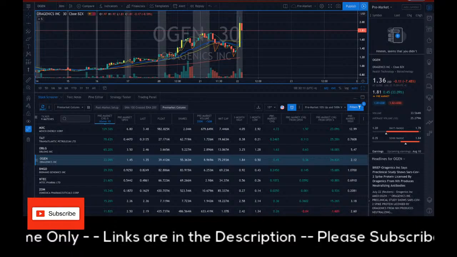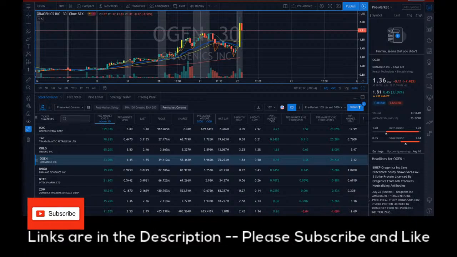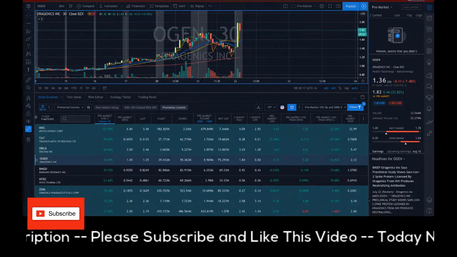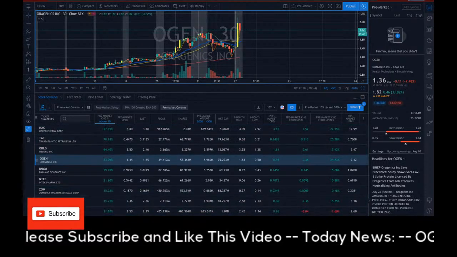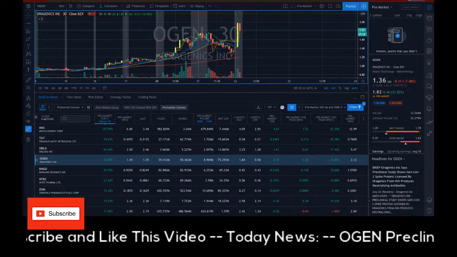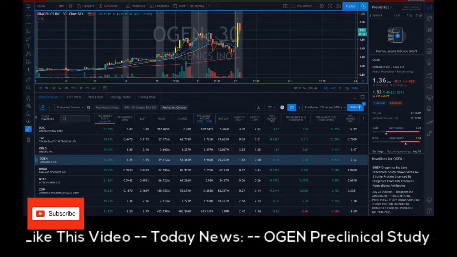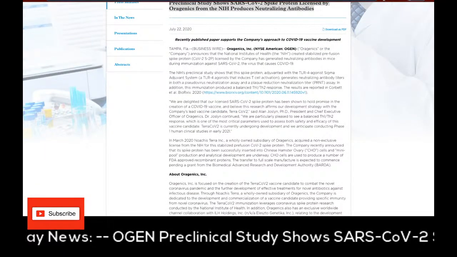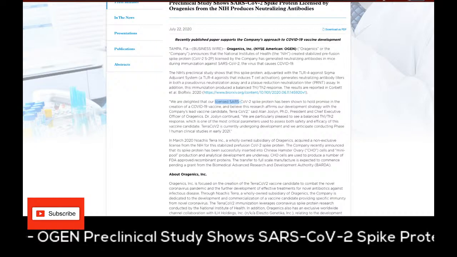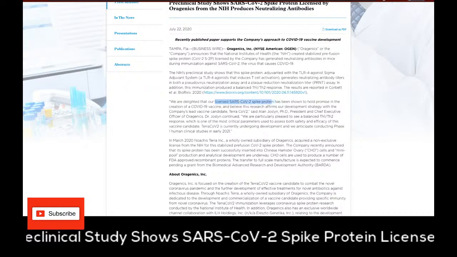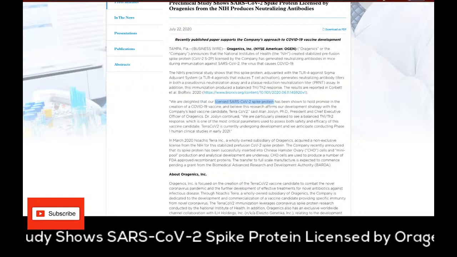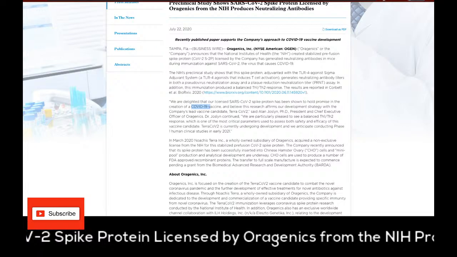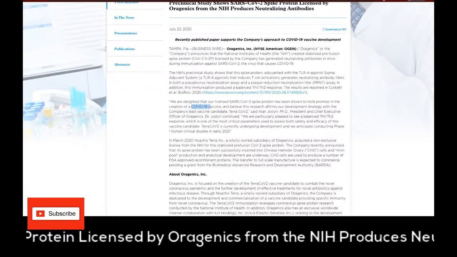55 million outstanding shares, 39 million share float. So you see those, Chris, it does have more than 20, right? But the COVID news is kind of a big deal here. They have a licensed protein for SARS, and now they are claiming that it helps for the COVID-19 vaccine.